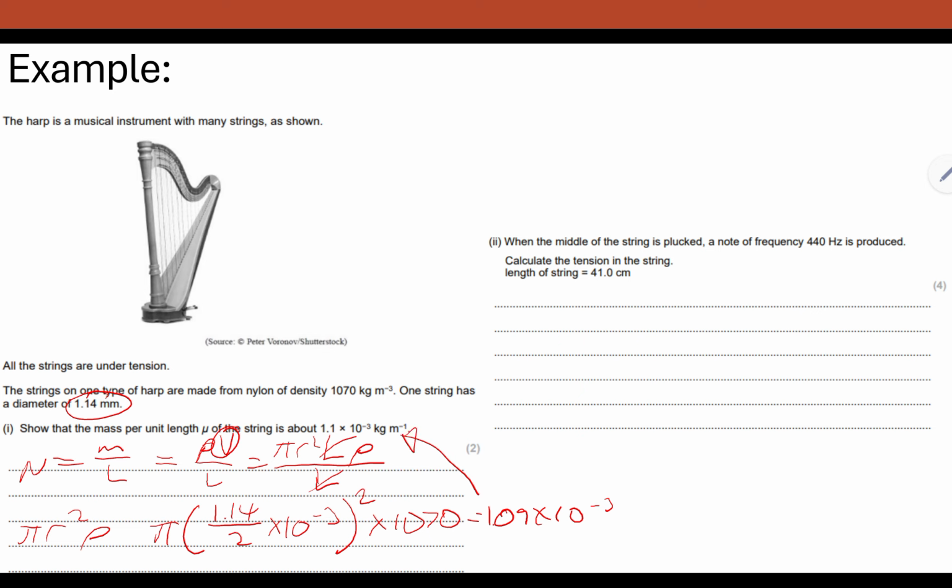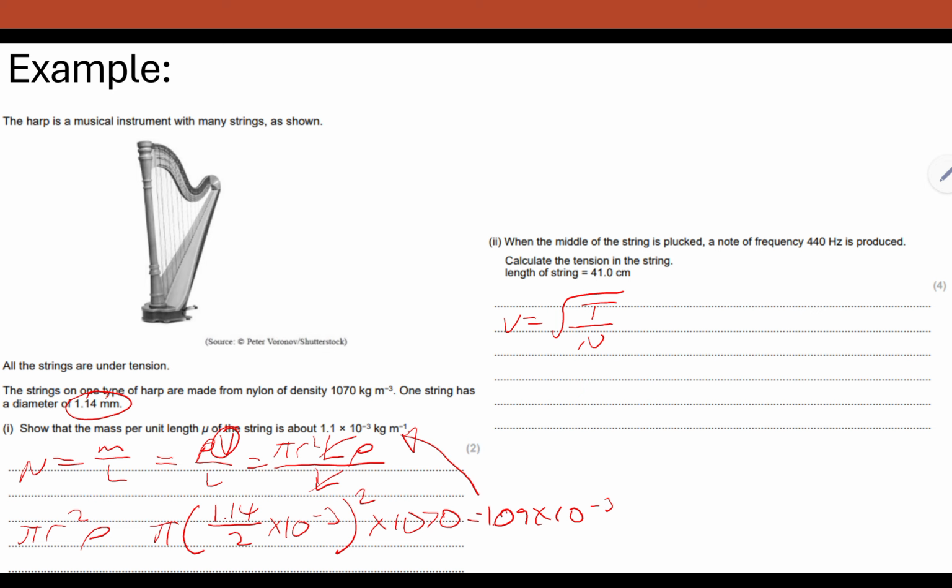So now we go into part two. When the middle of the string is plucked, a note of frequency 440 Hz is produced. Calculate the tension in the string. Length of the string is 41 centimeters. So this is where we use the formula from the previous slide, which is v equals root T over mu.